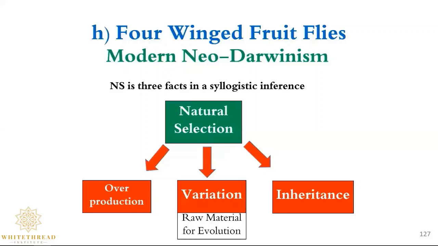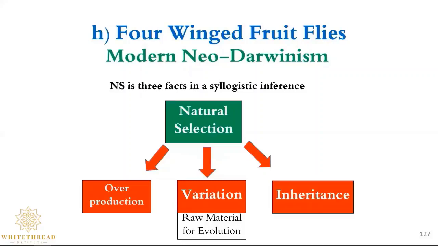So natural selection is three facts in a syllogistic inference. Fact number one: all organisms produce more offspring than possibly can survive to reproductive age. So that's overproduction. Fact number two is all organisms vary amongst themselves. And you can see that by looking at nature, and you will find that within each species, there is a slight variation. So this is a fact.